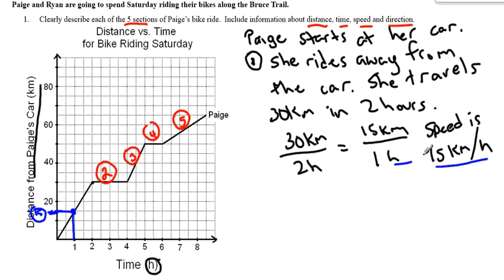So that's the first part of the first piece of her ride. And again, I mentioned direction first, away from the car. Distance and time, 30 kilometers, 2 hours. And speed is a calculation. It's 15 kilometers per hour.